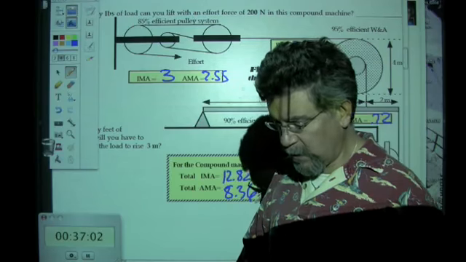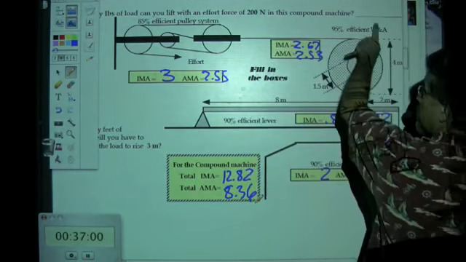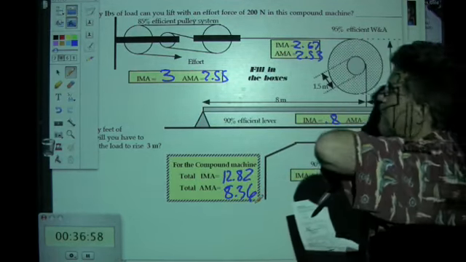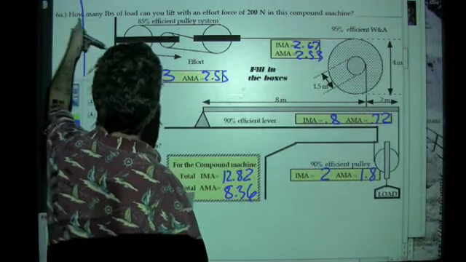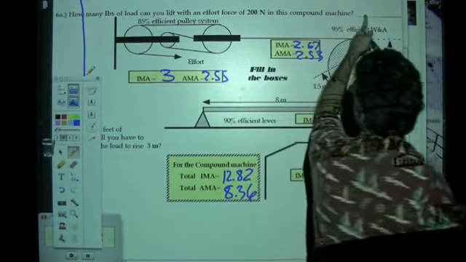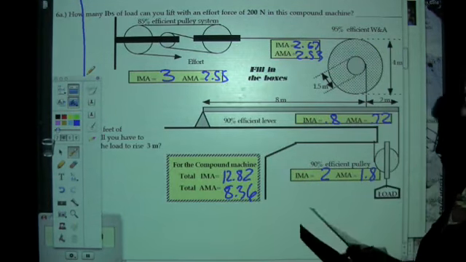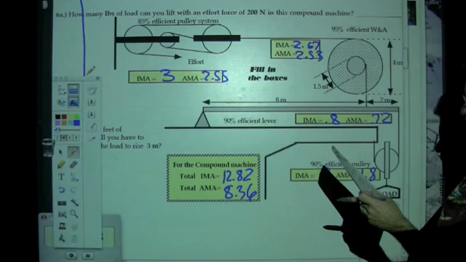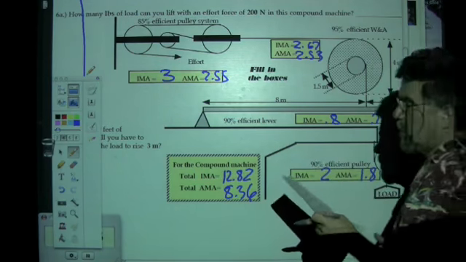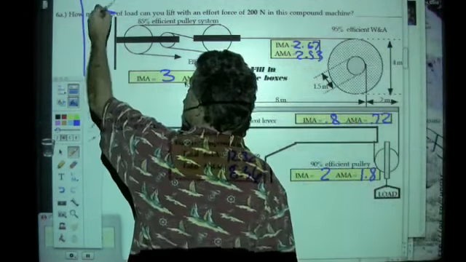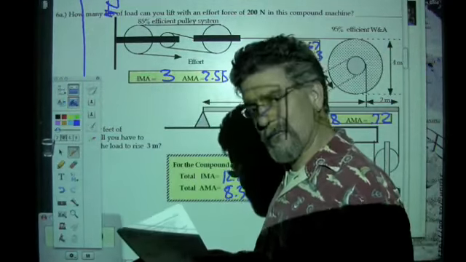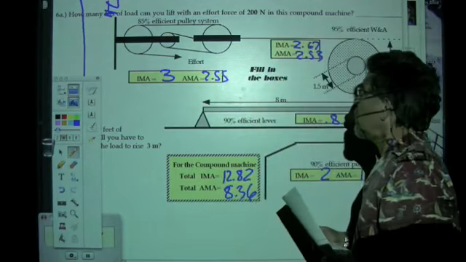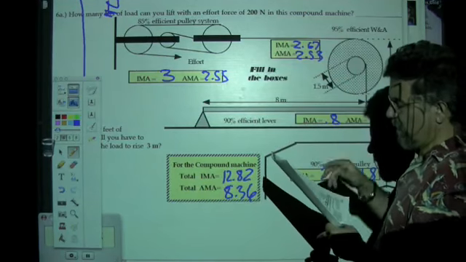All right. Well, don't forget, here's the question up here. It says how many pounds of load can you lift with an effort force of 200 newtons? That's not good. Let me just change this real quick to how many newtons of load. Might give you a hint as to what the test was like. The test was asking for pounds. But let's say, how many newtons of load can you lift?